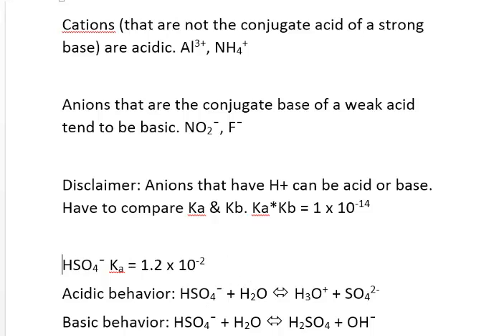The basic behavior, if it acted as a base, it would accept a proton from water to form sulfuric acid and hydroxide. Now we know that sulfuric acid is a strong acid, and so it is going to dissociate. There is no tendency for this bisulfate to accept a proton to form sulfuric acid again. And this high value of this Ka means that hydrogen sulfate is going to act as an acid in water. All right, so let's look at another example.